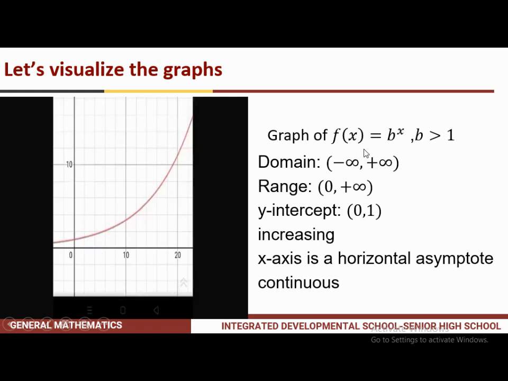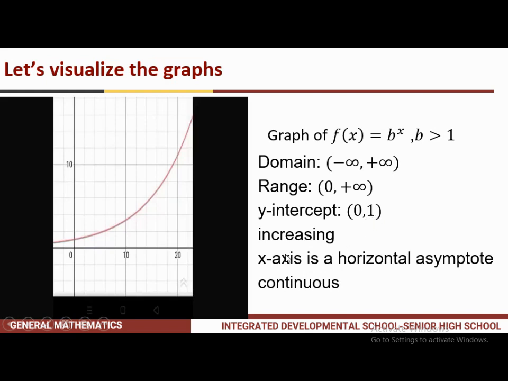Kaya we have only here 0 to positive infinity. Hindi kasali si 0. Okay? For the y-intercept, ang ginagawa lang natin sa y-intercept, we need to let x equals to 0. So if our x here equals to 0, from the properties of exponents, kapag any base na meron siyang exponent na 0, ang value niyan is equal to 1. Kaya meron tayong intercept na 0, 1.